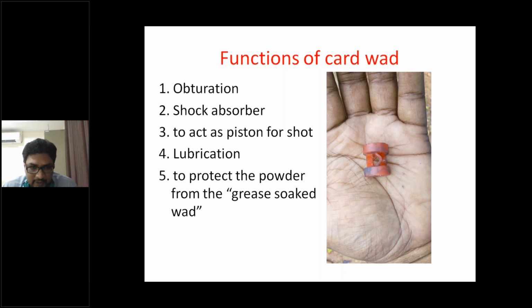It is used as a lubricant, where sometimes lubricant grease is present around it so that it will lubricate the barrel and the cartridge also, and then to protect the powder from the grease-soaked wad. So that is also one more. So these are some of the functions of the wad: obturation, shock absorber, acting as a cushion, and lubrication, and then to protect the gunpowder from the grease-soaked wad.